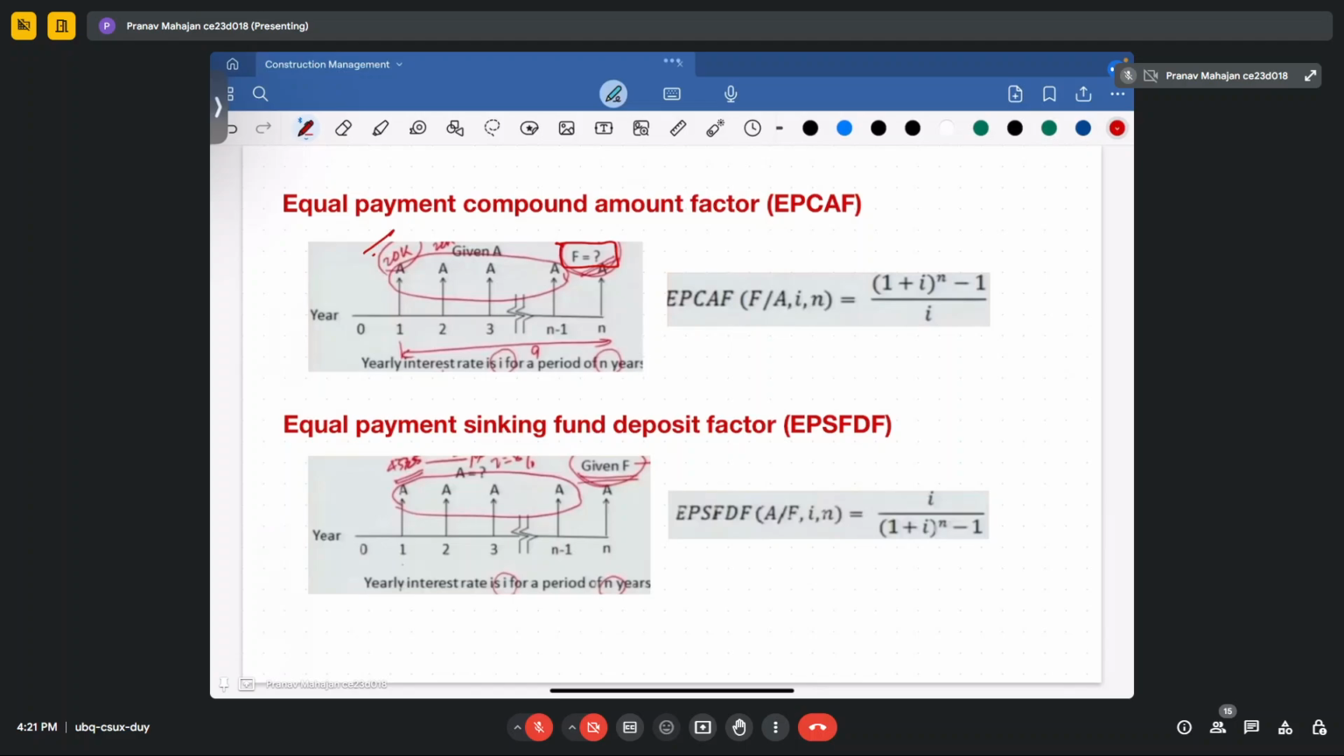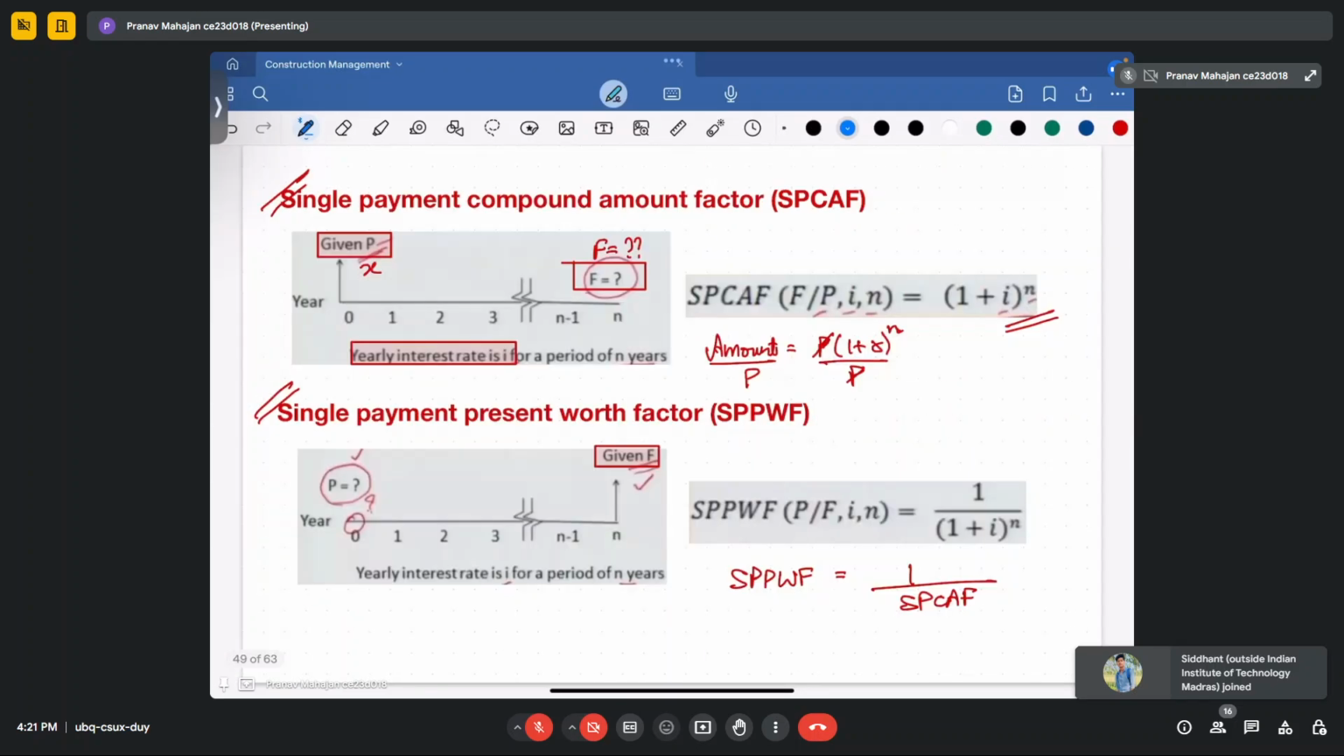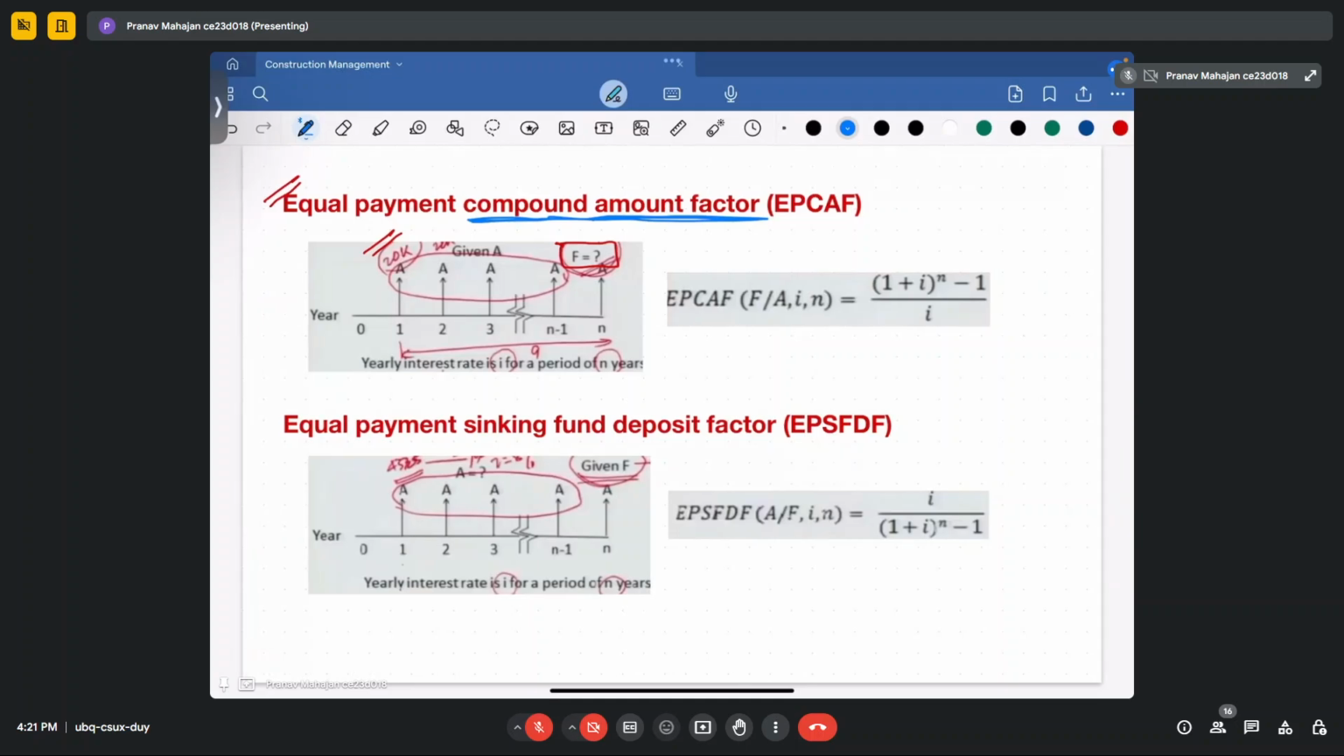Then we estimate it by using the equal payment compound amount factor. When the question mentions the compound amount factor, you are expected to calculate the future value, which means your future value is unknown. Whereas when it mentions the present worth factor, you are expected to calculate the present value of the money. In this case, we calculate using the formula 1 plus I to the power of n minus 1. By this, you get the compound amount factor. When you divide it by the rate of interest, you get the equal payment compound amount factor.